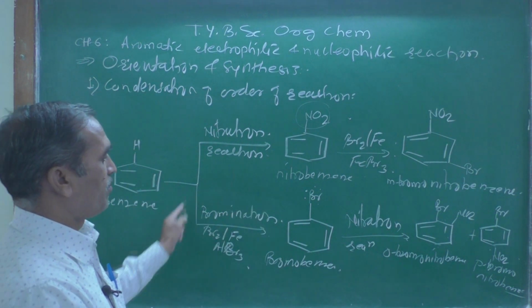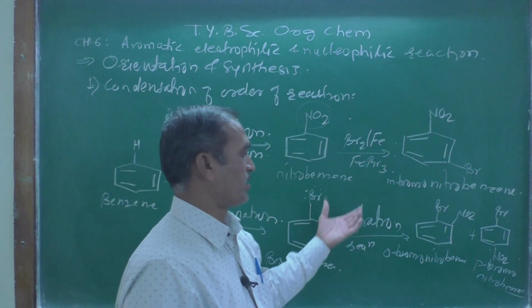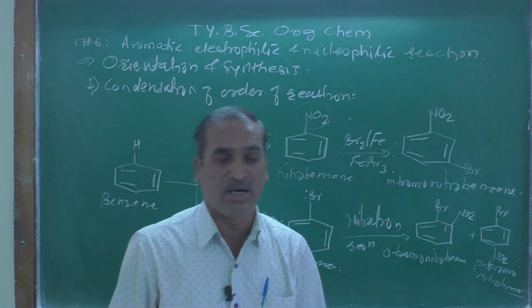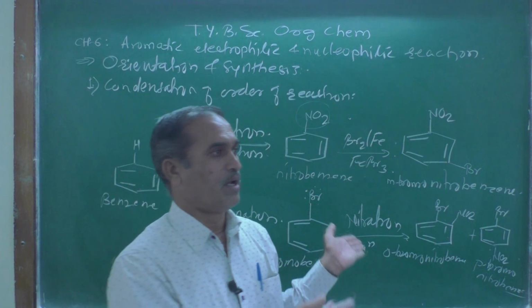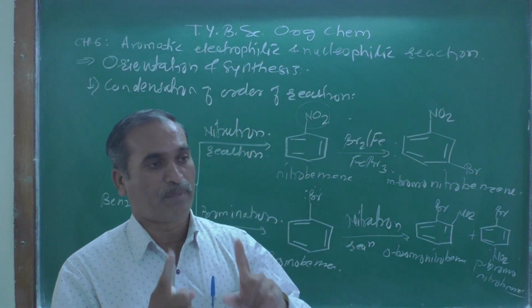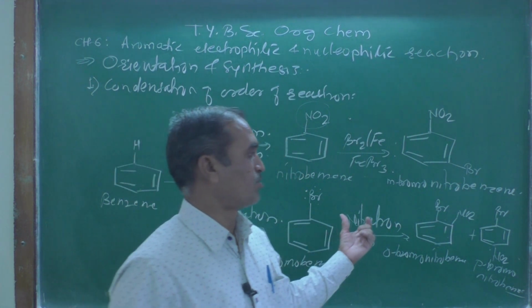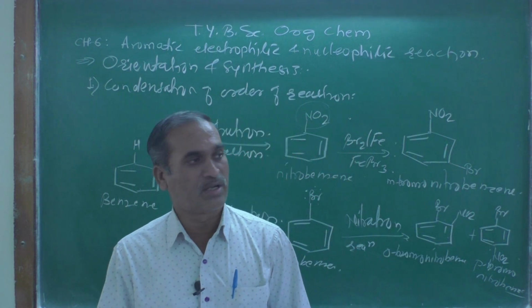Suppose it's bromination first: you get bromobenzene, followed by nitration, and we get a mixture of products. There may be a competition between these two, where one is obtained as a minor product and one as a major.